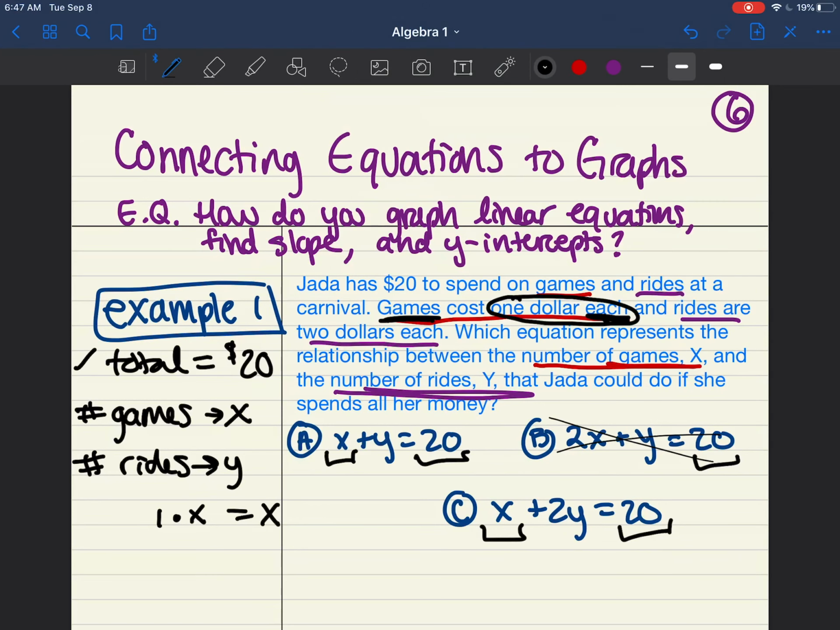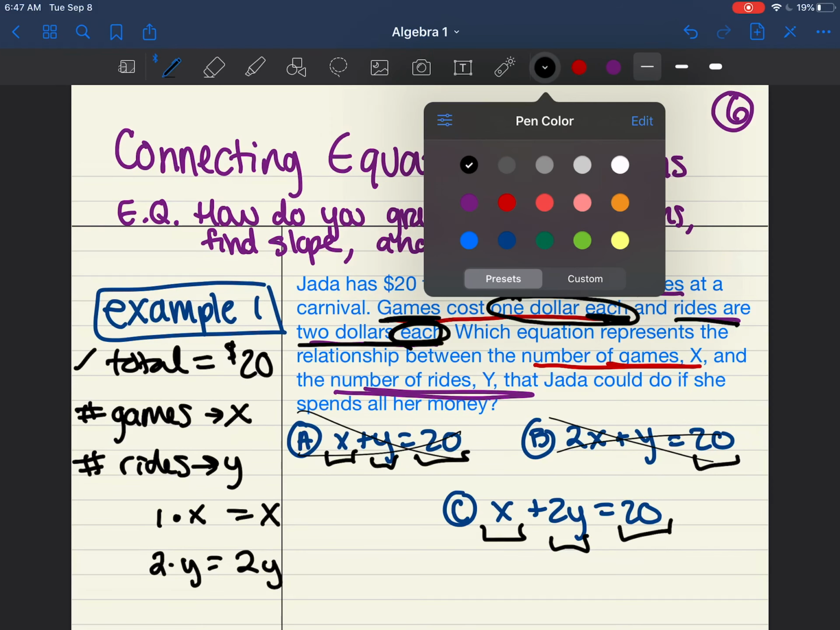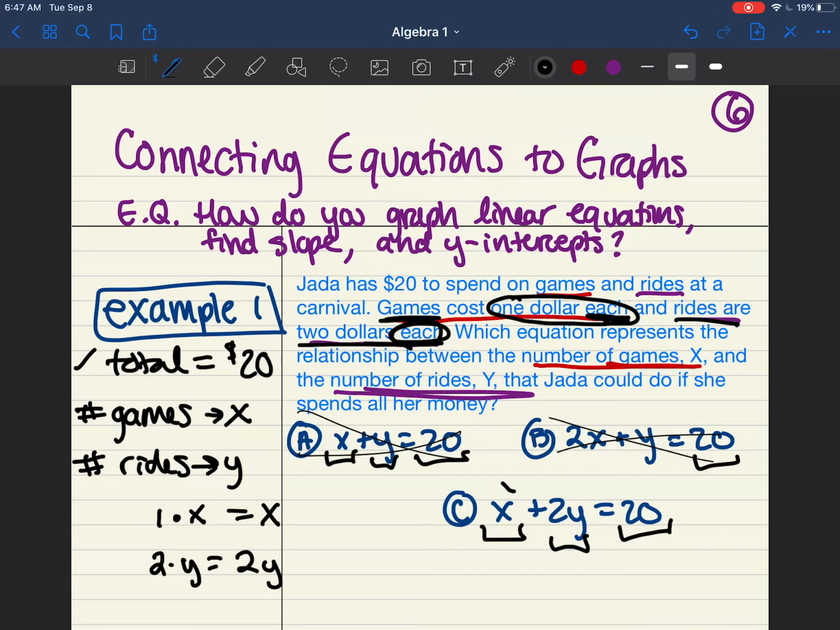All right, and then the rides are $2 each. So rides is y, so 2 times y, or 2y. So then we've got this option and this option. So based on what I've written, it's going to be option C. So let's talk about that.